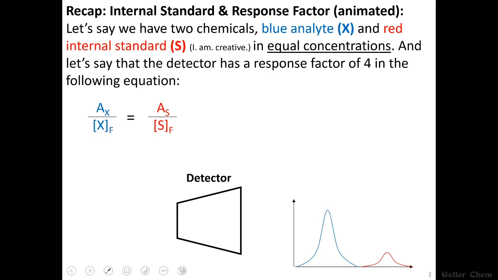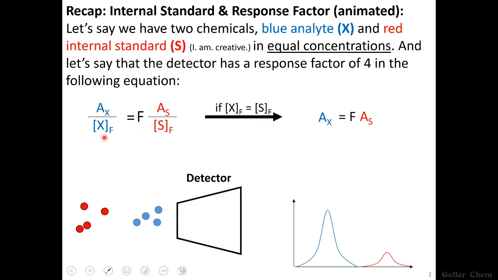Again, there is one monkey wrench to take into account, which is this concept called the response factor, F. This term accounts for the fact that not all chemicals are detected equally by the detector here. And so now let's finish reading this word problem. The word problem tells us that our mixture of analyte and standard is actually in equal concentrations of both. They are not different by a factor of 4. But the problem also tells us that the detector has a response factor of 4. In other words, F equals 4.